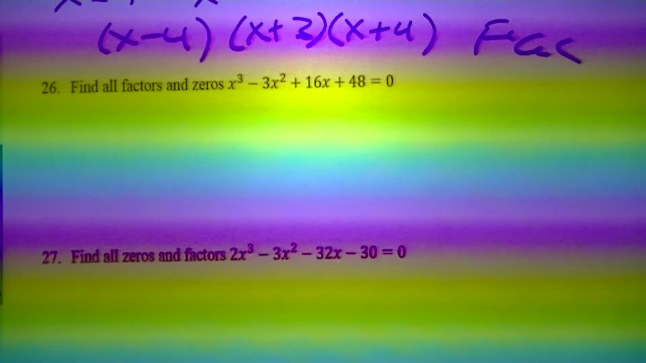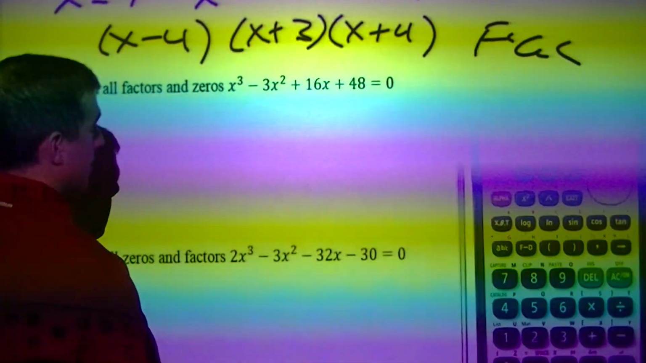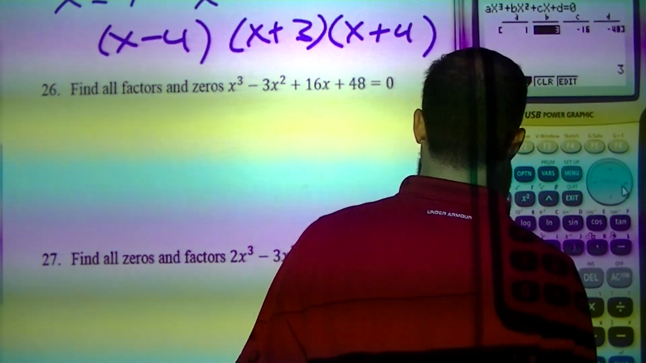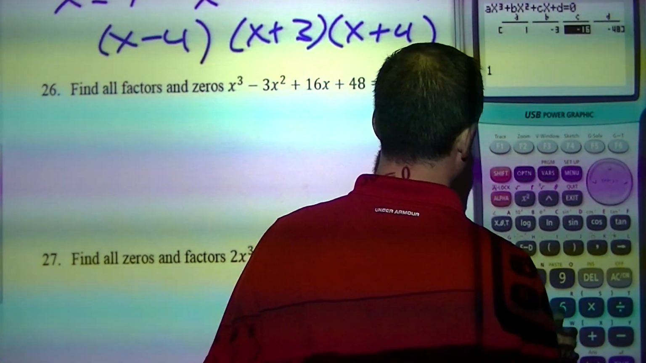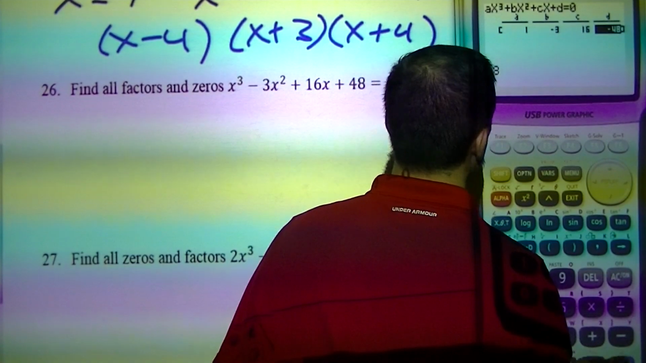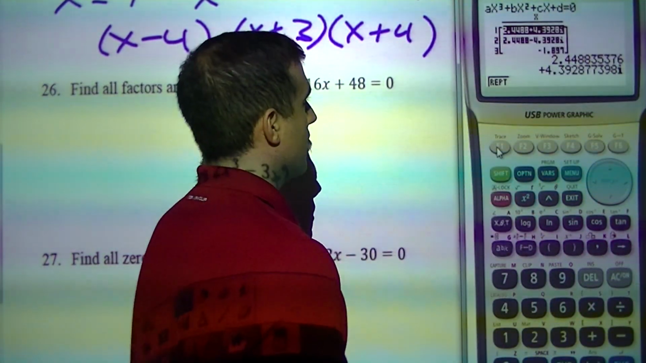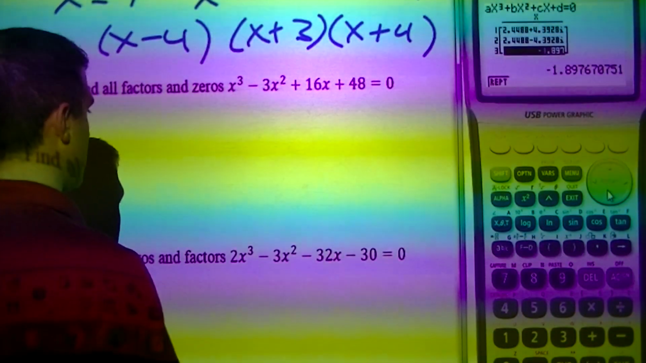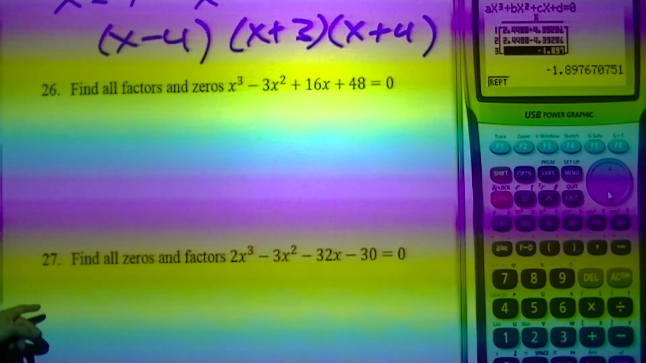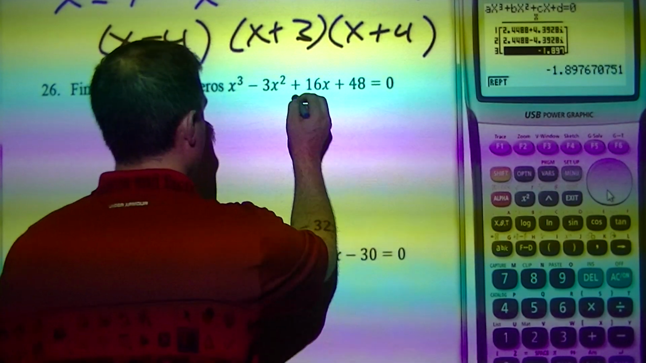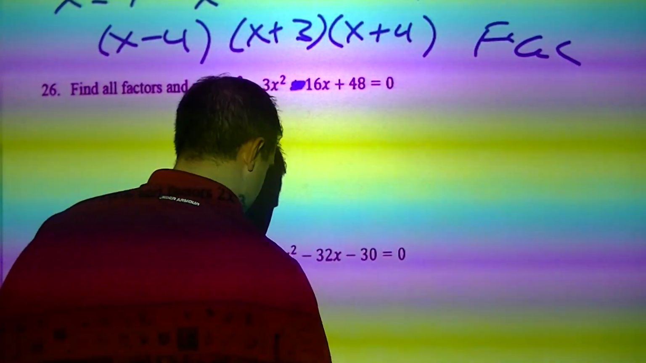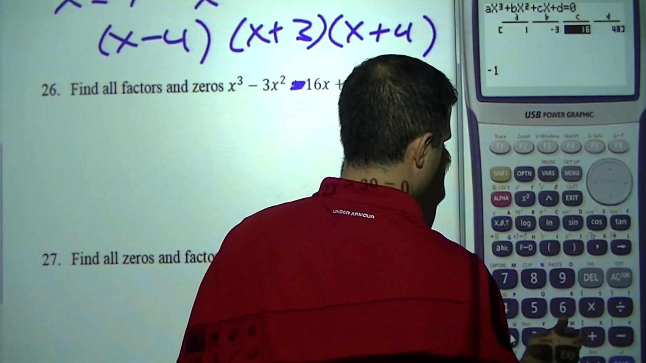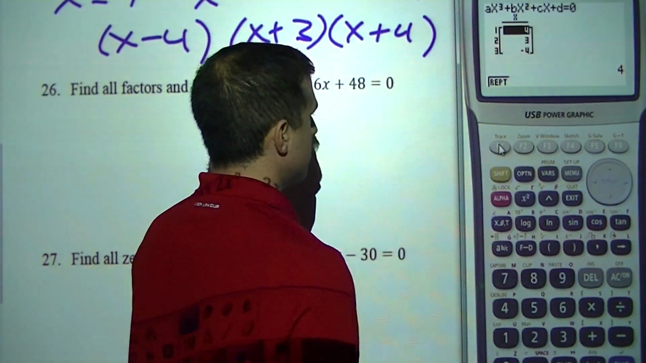Okay? Now let's go to 26, and this is where the last 2 are going to be a little bit different, just 2 more, then we're finished. If I go back and do this again, that's 1, negative 3, positive 16, positive 48. It's not the problem that I wanted. Actually, I'm sorry, this should be a negative 16 here. Let's see if that fixed the problem. That's not what I wanted there.